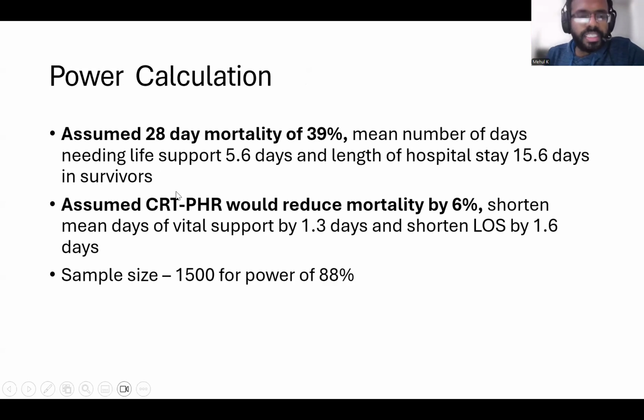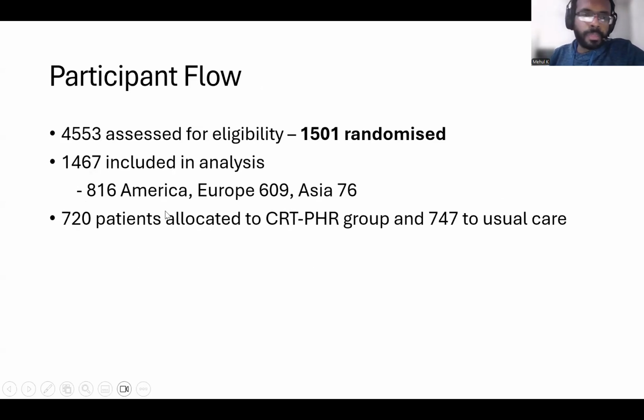And they assumed the CRT-PHR group would reduce mortality by around 6%, which is frankly very, very optimistic in the world of critical care, to think that something is going to reduce mortality by a whole 6%. But anyway, this was based on what they had found in the initial Andromeda Shock trial, and they had found a sample size of around 1,500 for the same. Around triple that number were actually assessed, and various patients were excluded based on the exclusion criteria.